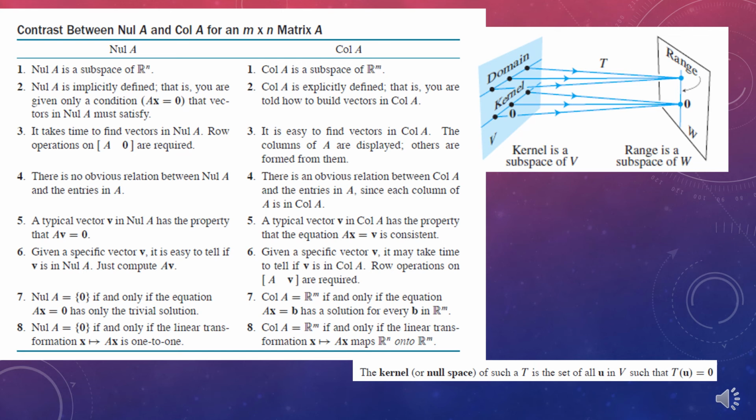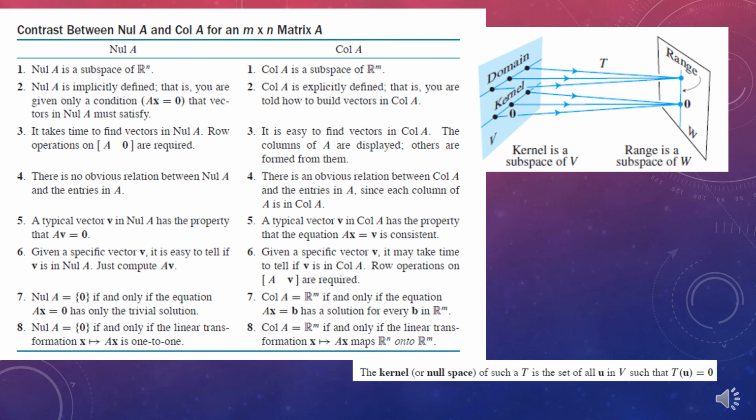And all of the other axioms hold true. You could trace through them with the algebra. It's interesting to compare and contrast the null space and the column space. Again, the null space is the solution set when you set Ax equals 0. The column space is the set of all possible linear combinations of the vectors that make up the columns of A. So the null space is a subspace of Rn, whereas the column space is a subspace of Rm.